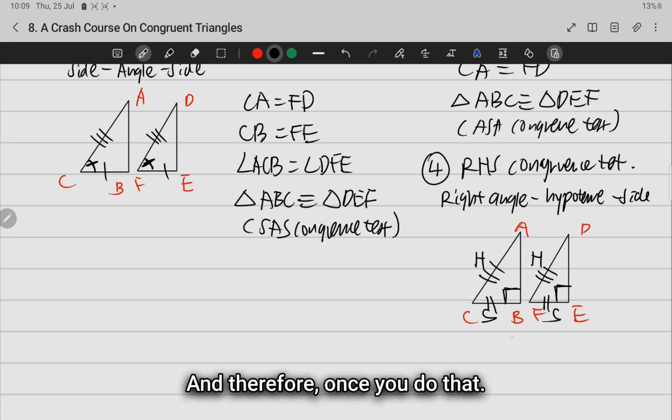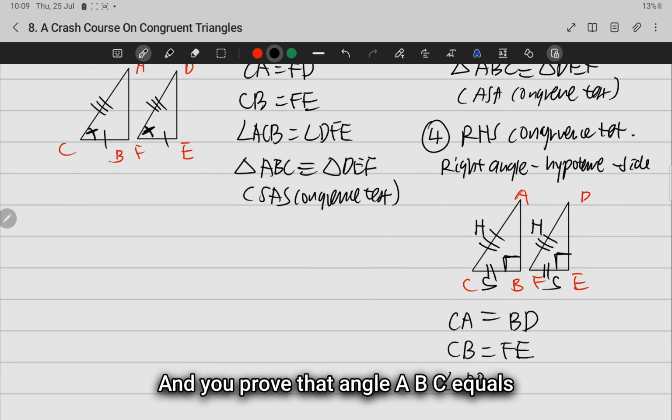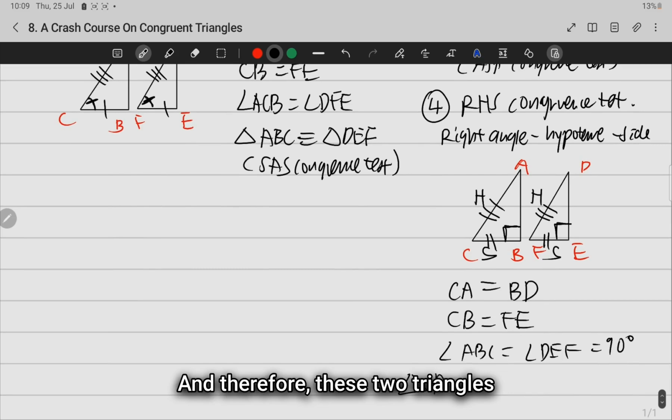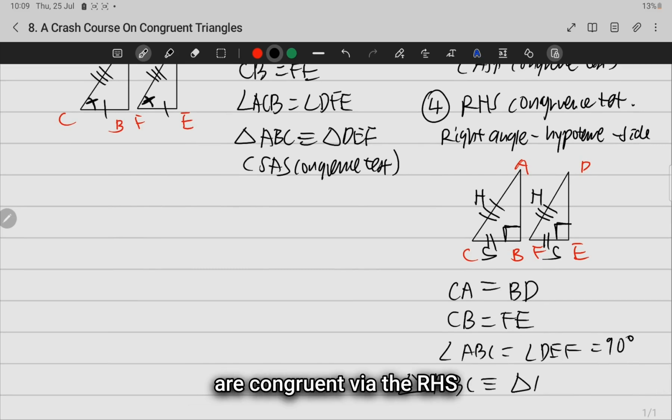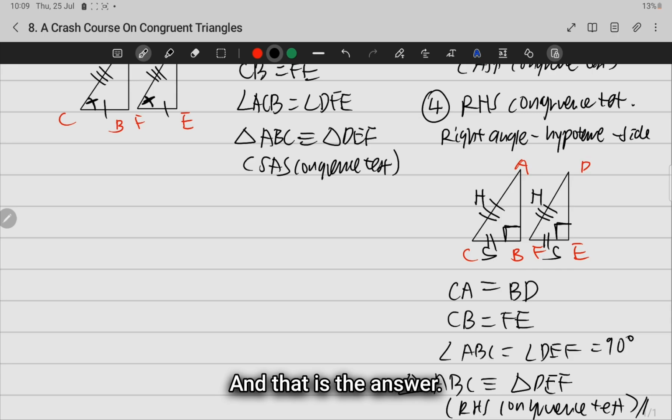And therefore, once you do that, that means you prove that CA equals BD, which is the hypotenuse. You prove that CB equals FE, which is the side. And you prove that angle ABC equals angle DEF equals 90 degrees. And therefore, these two triangles are congruent via the RHS Congruence Test. And that is the answer.